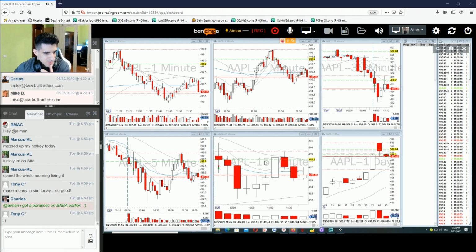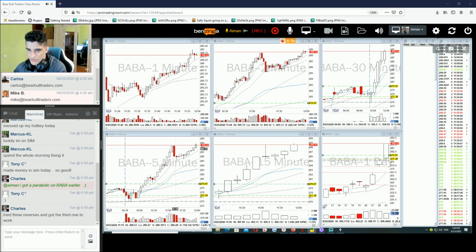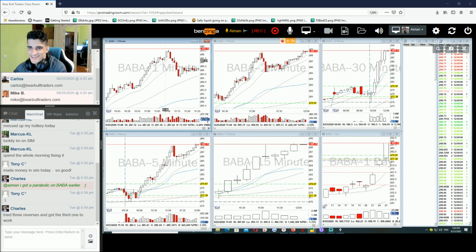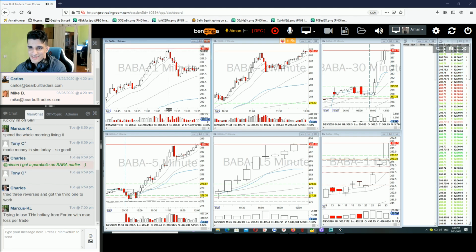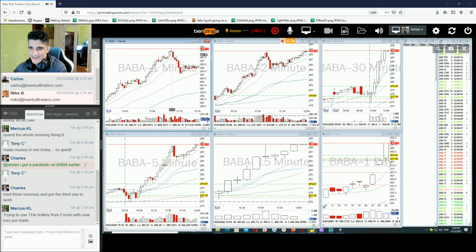You got a parabolic on Baba earlier? Well, let's see Baba. Oh, this one, it actually was so parabolic. Was it good on the 1 minute chart? Oh my god. This is such a good reversal candle right there. You caught this one, right?